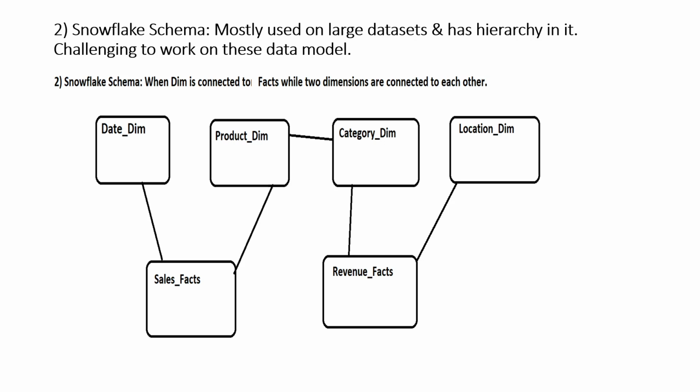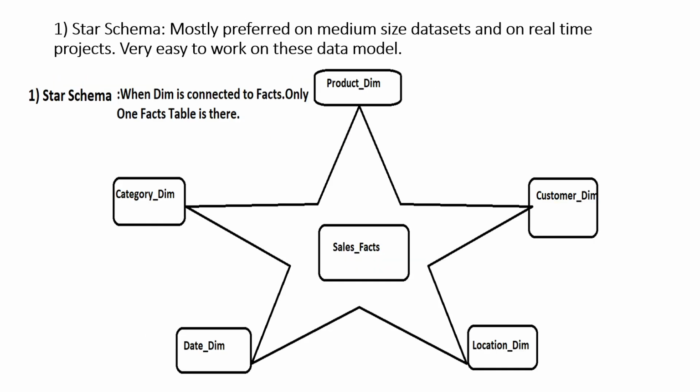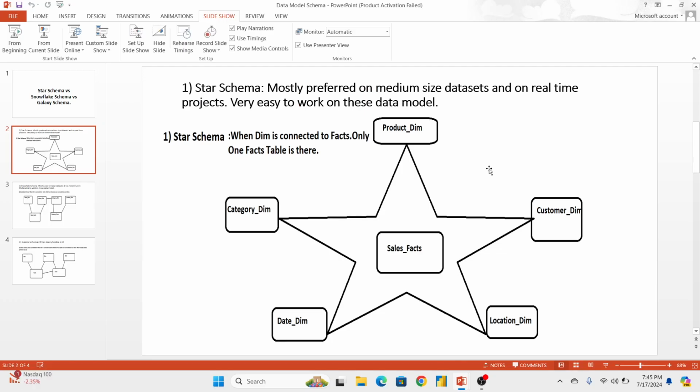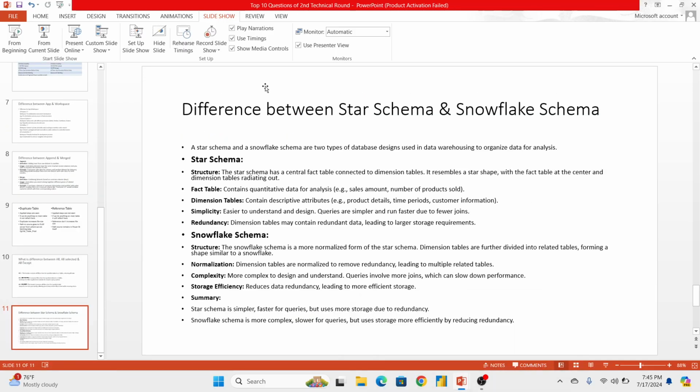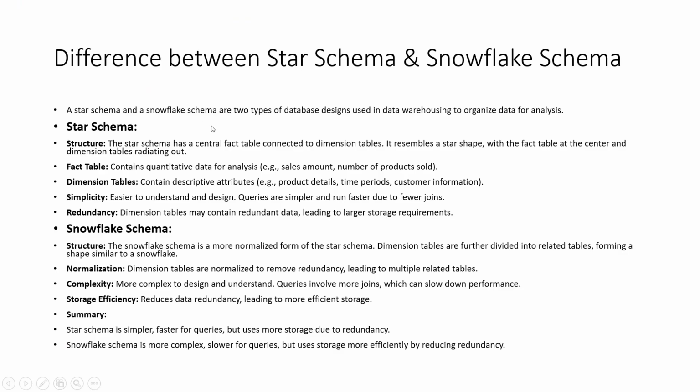So that's the difference between star schema and snowflake schema. Yeah, it is very simple to understand, but you should know it properly. You should tell this in the interview: dimension and fact tables are there, and in star schema, dim to fact is connected, but when it comes to snowflake, dim to fact is connected, but dim is also connected to dim on the basis of hierarchy. When medium data sets are there, star schema is used, and when large data sets are there, definitely snowflake schema is used. Even I have written here, see, star schema is simpler and faster for queries, while snowflake is more complex and slower for queries and all those things.